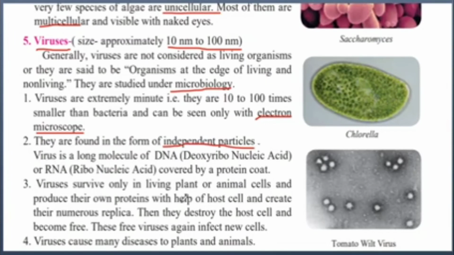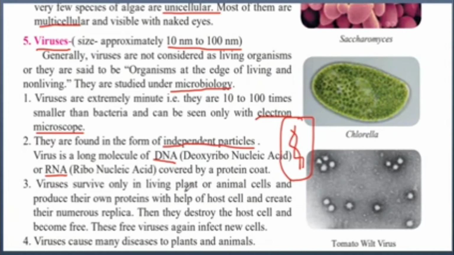A virus is a long molecule of DNA, which is deoxyribonucleic acid, or RNA, which is ribonucleic acid, covered by a protein coat. Therefore, they were called at the edge of living or non-living. It is because they did not have the same organelles that other cells had. They just have DNA or RNA, which is covered by a protein coat.